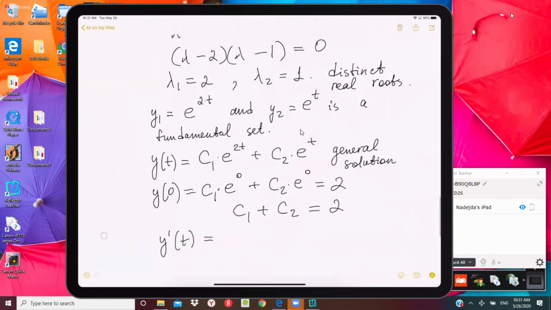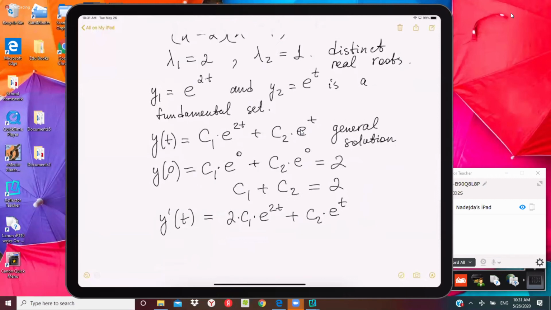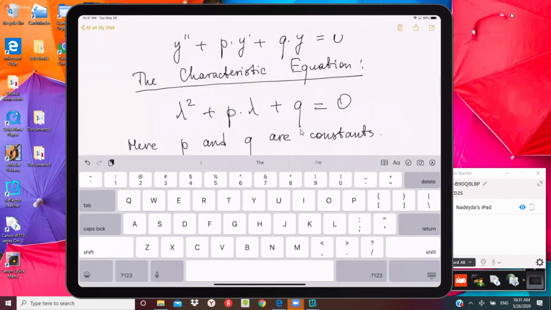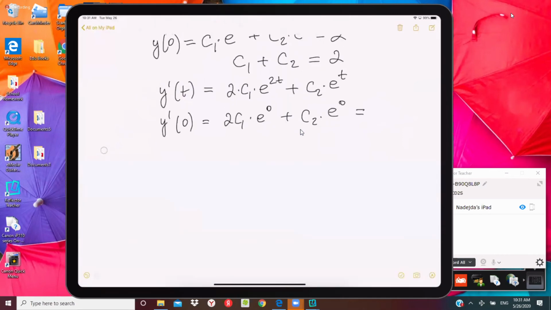Okay, y prime of t, the derivative of the general solution, will be 2c sub 1 times e to the 2t plus c sub 2 e to the t. This is the derivative, y prime, and we're going to plug in 0 in there. So y prime of 0 is 2c sub 1 e to the 0 plus c sub 2 times e to the 0, and it will be equal, we said it's supposed to be equal to 1.